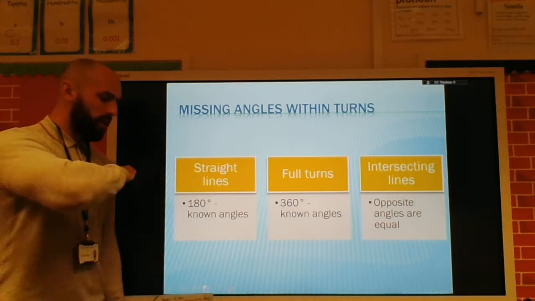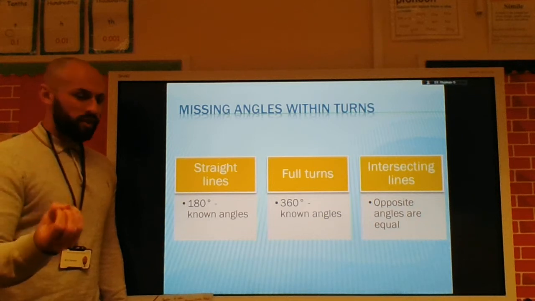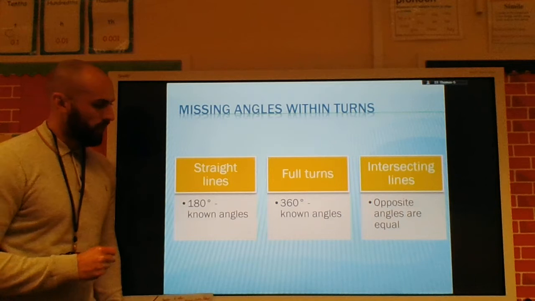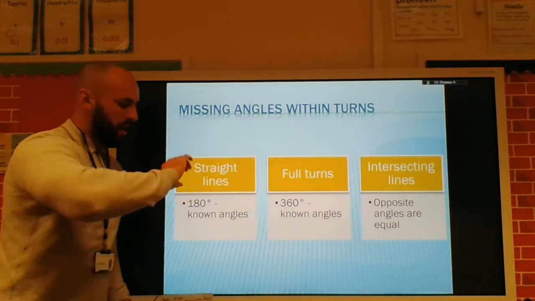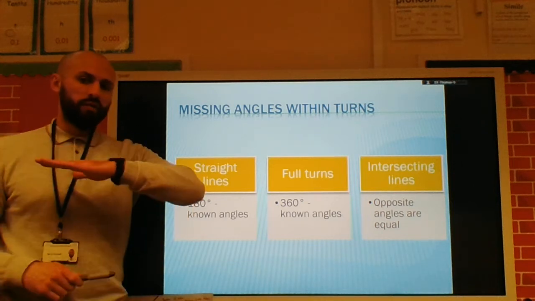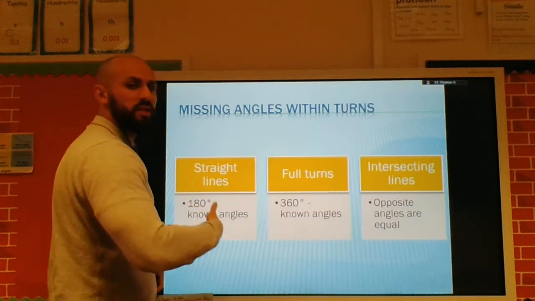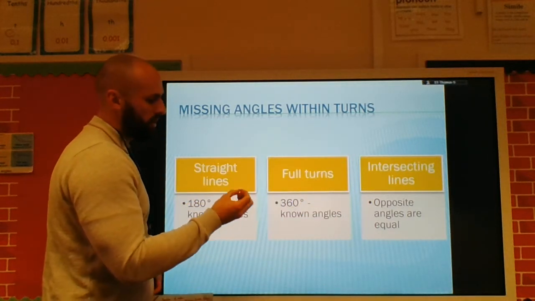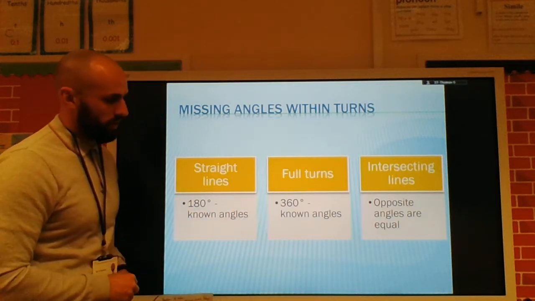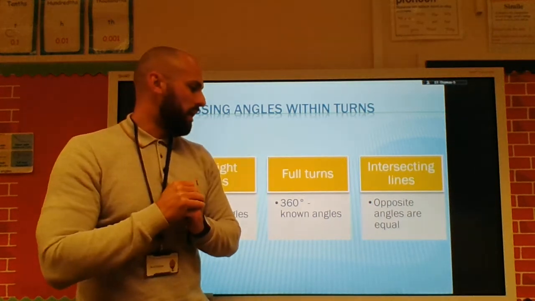So remember, to work out angles on straight lines, you do whatever angle you've got and you take it away from 180 degrees. Remember, full turns, that's now, well it's double, isn't it, 180? Because 180 is half a turn, okay? So a full turn is 360 degrees. So if you need to work out an angle there, you subtract from 360 degrees. And intersecting lines, opposite angles are equal.